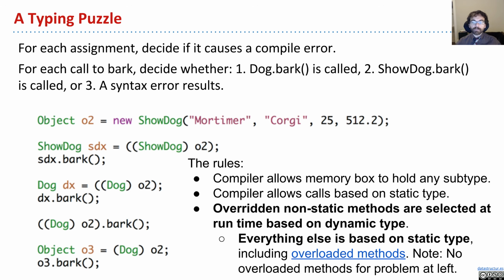Now, everything else that you might want to do is based on static type, and that includes overloaded methods. Though I'll note here there are no overloaded methods in this problem on the left. And if you want a little more practice with those, you can see the discussion worksheets or previous lecture. We had one little overloading trick. Okay? So think about this problem here, and I will be waiting for you to answer.